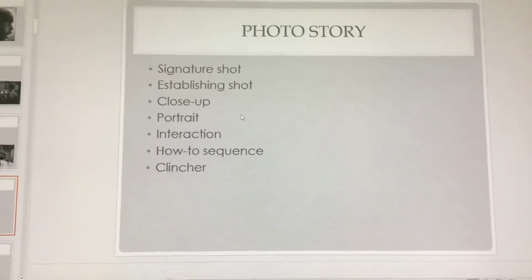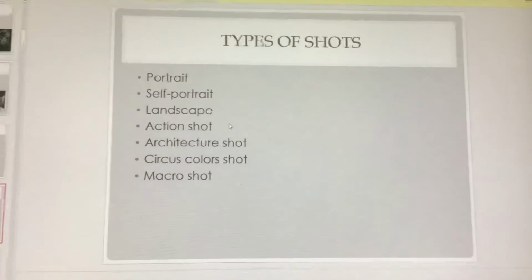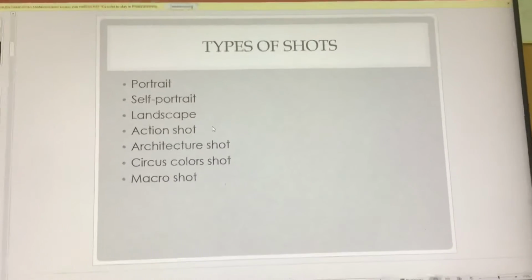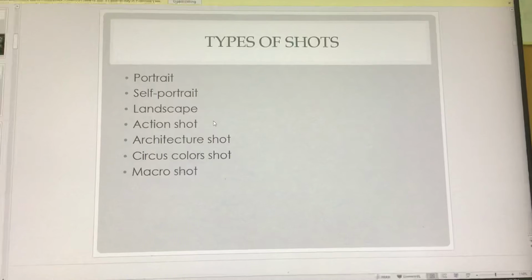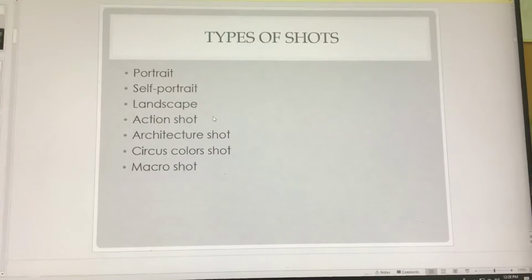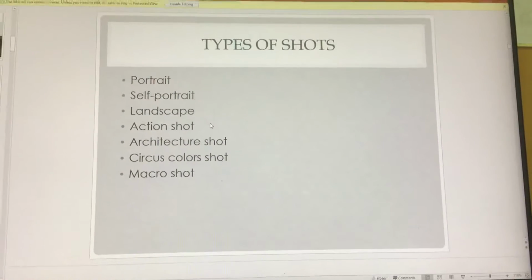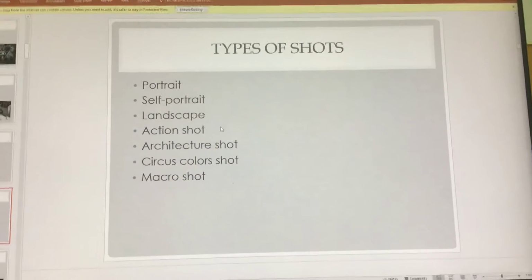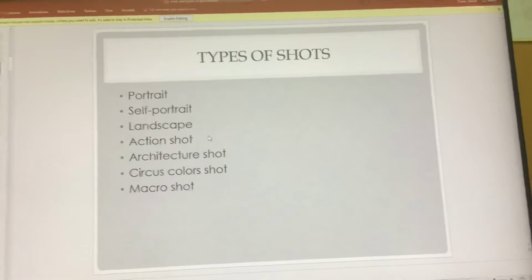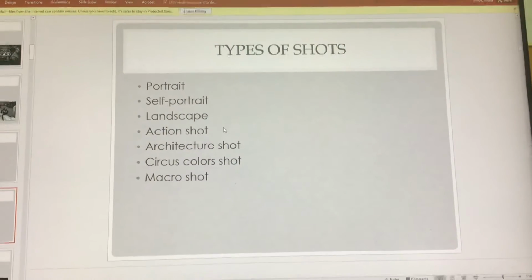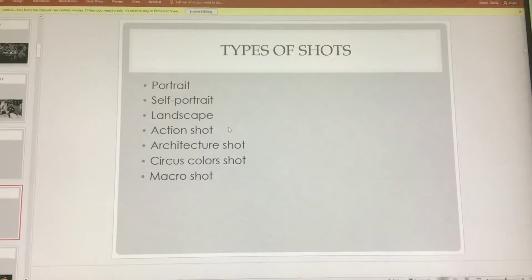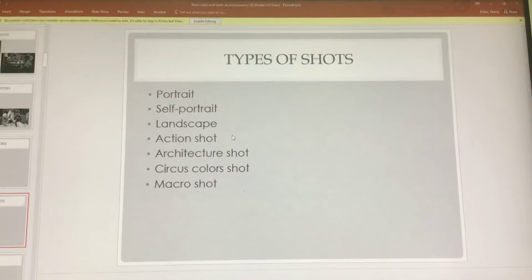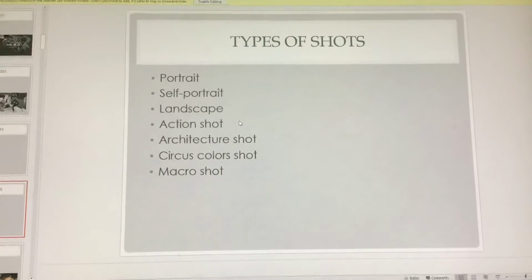7 types of shots you worked on for your first 2 assignments. Okay, so the types of shots you guys got and that you put in a slideshow. You did a portrait, which was a picture of a person. A self-portrait, which is a picture of yourself. A landscape shot, again, that's a wide shot of either nature or buildings, but no people. An action shot is a shot with movement. An architecture shot is a shot of a building. Circus color shot, that's a picture with bright colors, red, yellow, and blue usually. And a macro shot is a close-up shot of something very small.